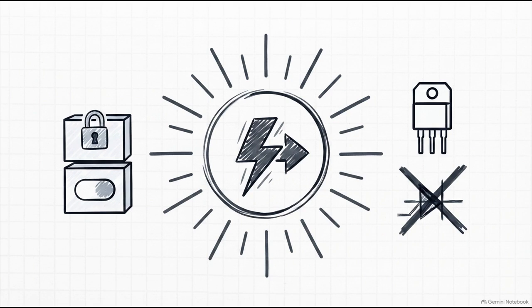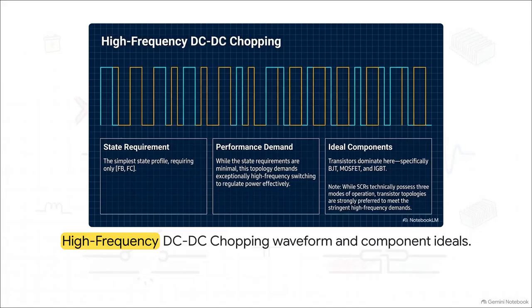This topology demands exceptionally high-frequency switching to regulate power properly and keep your magnetic components from getting massive. And because of those crazy high-frequency demands, transistors absolutely dominate this specific space. We're talking components like BJTs, MOSFETs, and IGBTs. Their highly responsive gate structures make them the perfect power electronic switches here.